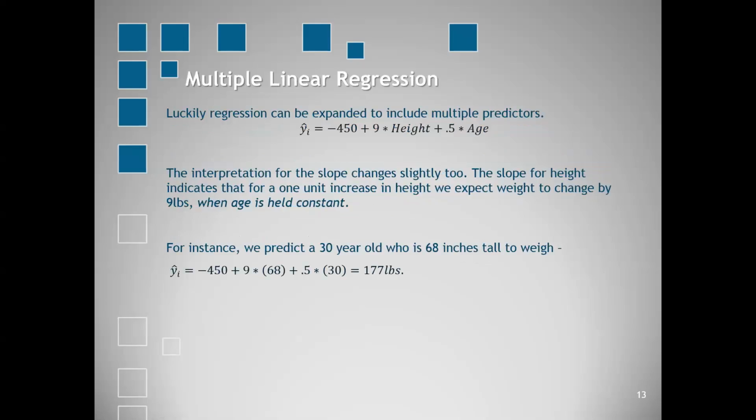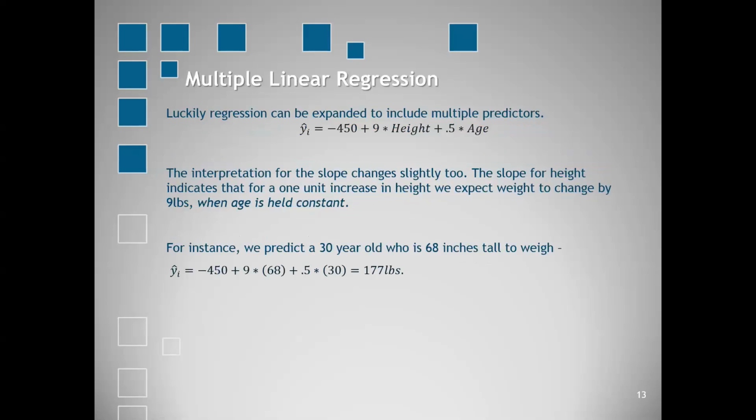A person's predicted weight, y hat, is equal to our y-intercept of negative 450, plus our slope for height, which is 9, times a person's height, plus our slope for age, which is 0.5, times a person's age. So we have a couple things to point out here. Notice that the y-intercept and the slope for height changed slightly after age was added as a predictor. The interpretation of each of the slopes changes slightly too.